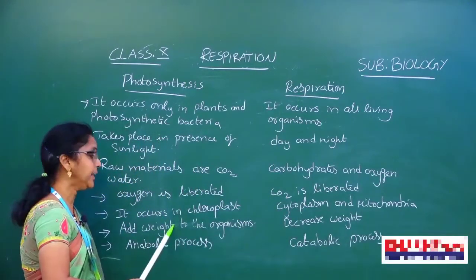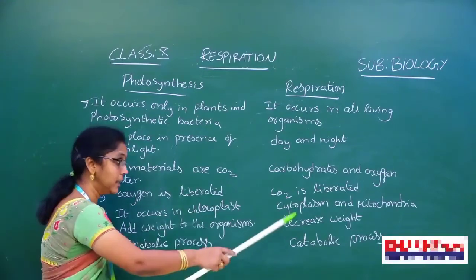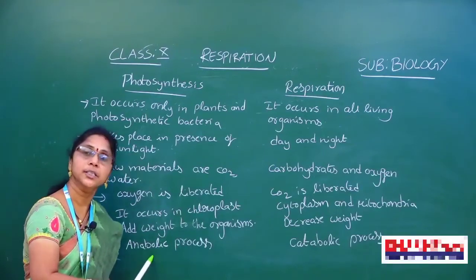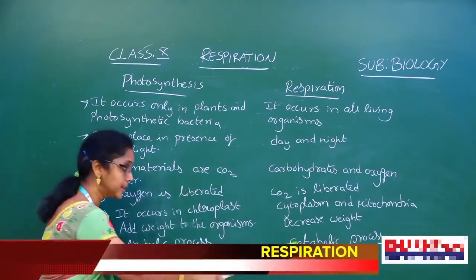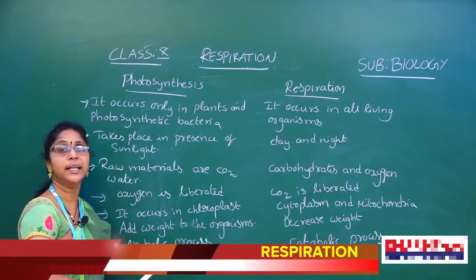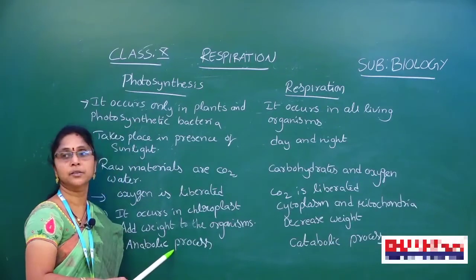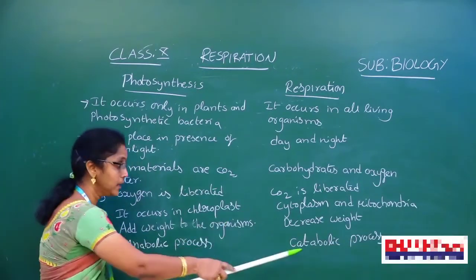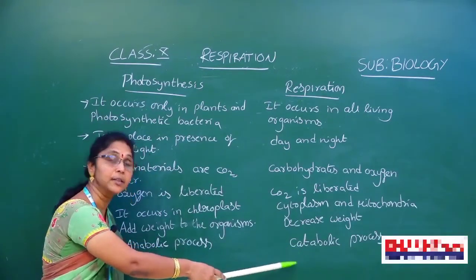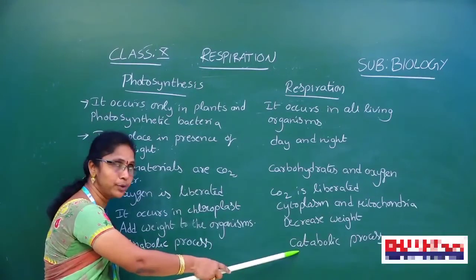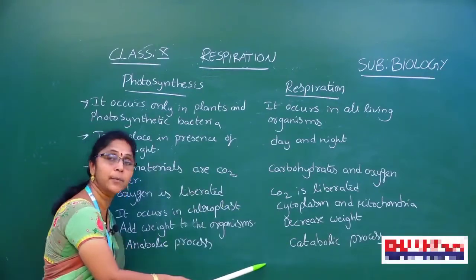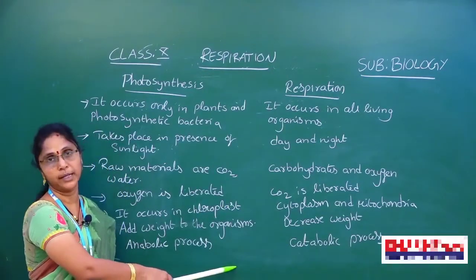In photosynthesis, weight is added to the organism; in respiration, the weight decreases. Photosynthesis is an anabolic process, respiration is a catabolic process. I think, children, everybody knows this. What is anabolism? A constructive process. Food molecules are prepared. Now what is catabolism? A destructive process. Energy is released. The food molecules are broken down to release the energy. That is called catabolism. Anabolism plus catabolism together are called metabolism.